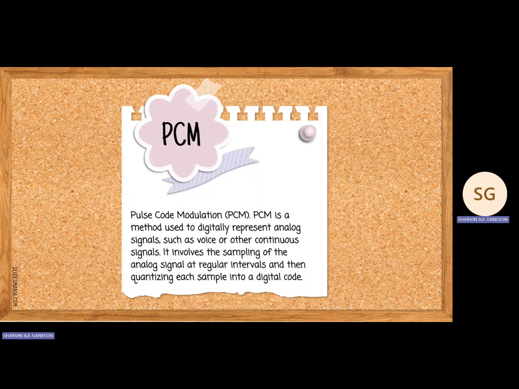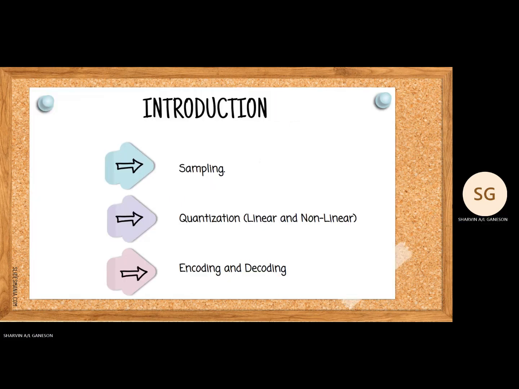Okay, PCM or pulse code modulation is a method used to digitally represent analog signals such as voice or other continuous signals. It involves the sampling of the analog signal at regular intervals and then quantizing each sample into its digital code. So we have three things to talk about. The first is sampling, the second is quantization, and the third is encoding and decoding.